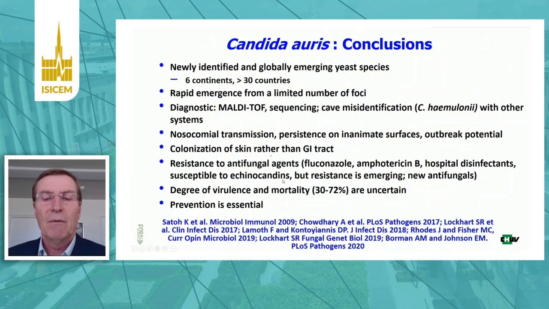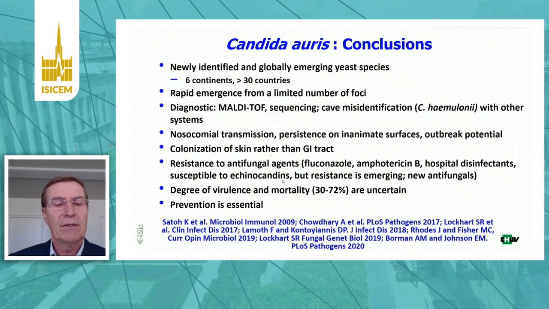So in conclusion, what can we say? Candida auris has recently emerged as a new yeast species. It's present in all continents, has been reported from more than 30 countries. There is a rapid emergence from a limited number of foci, and we don't know exactly why this has happened almost simultaneously in various parts of the world. As I mentioned, you can identify it with MALDI-TOF, a reliable technique, or sequencing. If you use other techniques, be aware of misidentification.